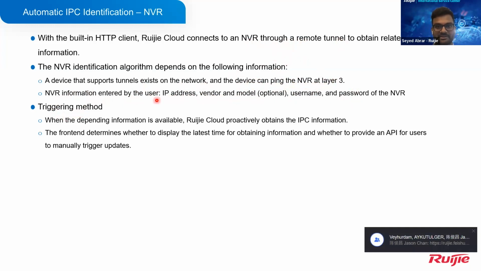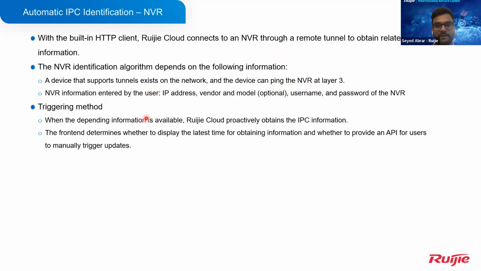To trigger this method, what information is needed? The Reyee Cloud will proactively obtain the IP camera information from the NVR, and it also displays the time and all the information. Even if you add new cameras, it will proactively fetch the information by one of the triggering methods, either through the API to manually trigger the update, or you can get it from the NVR by logging into your network through the NVR.